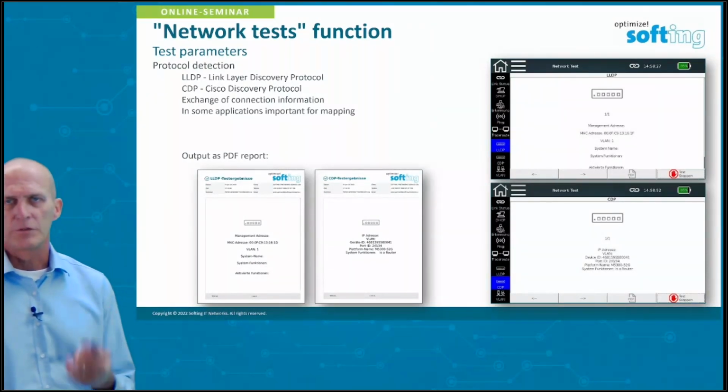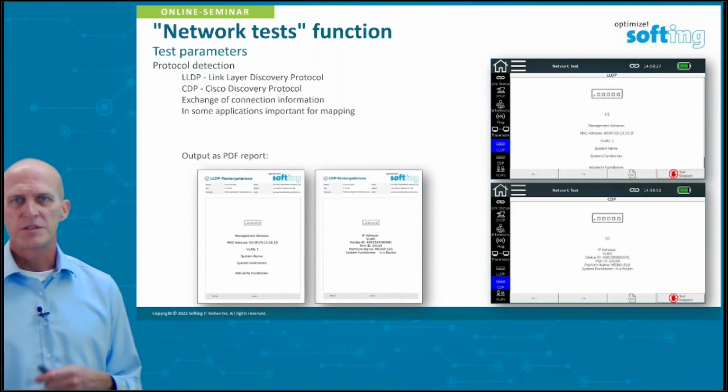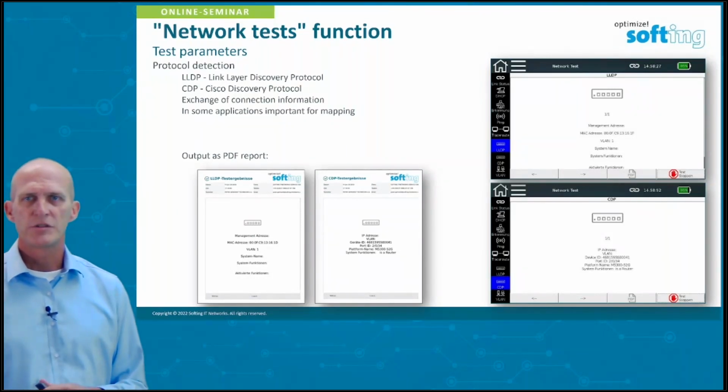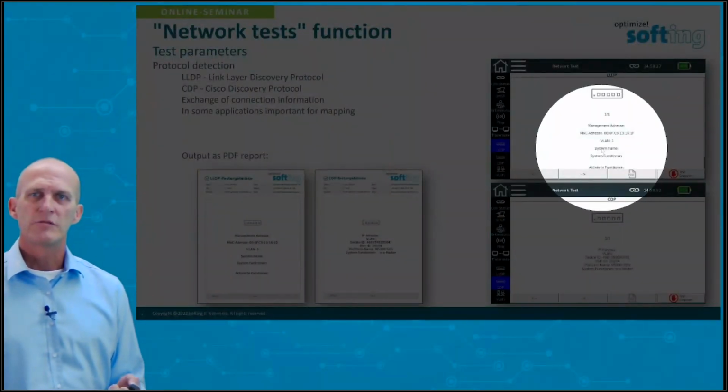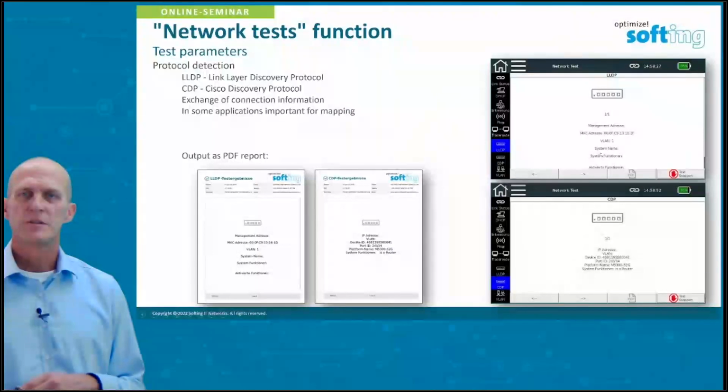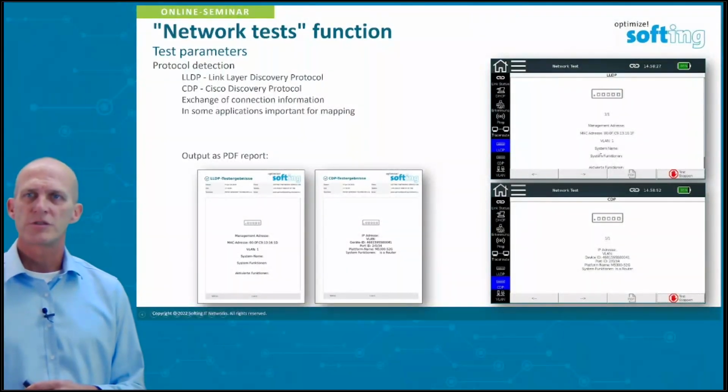We've talked about LLDP and CDP before. These are examples of what you can get as information with the LLDP report. You can get all the information on your switch port, basically. So very useful information for diagnosis of your network.